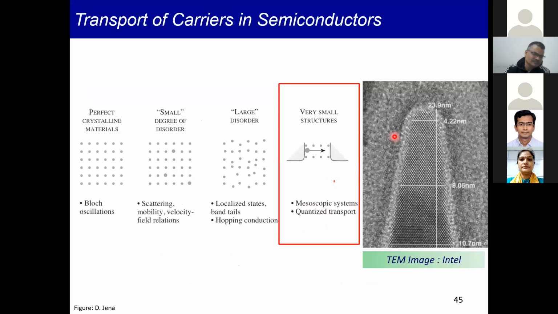So actually, it's already 6. I'll just quickly wrap up by giving you a few examples of these very small structures.